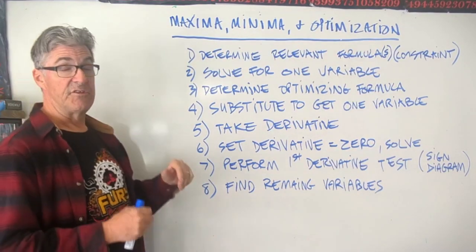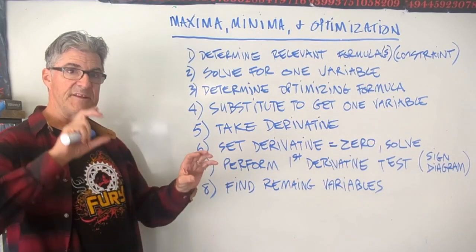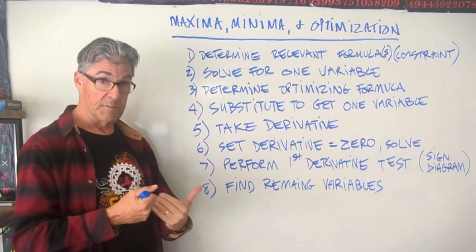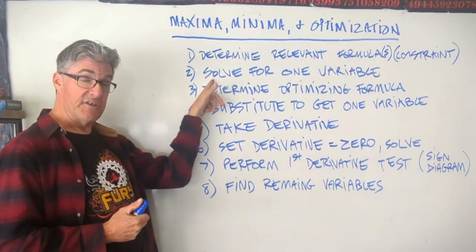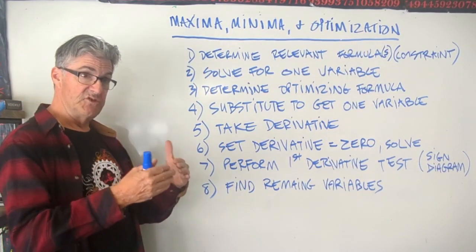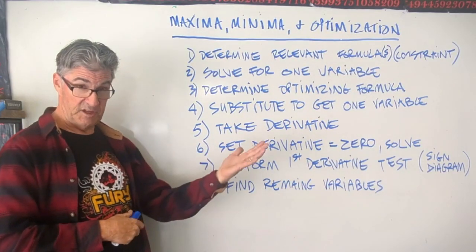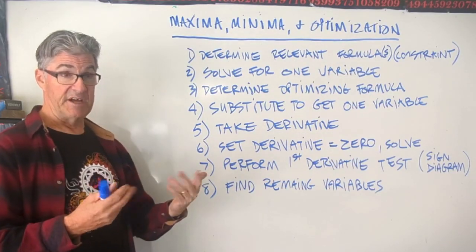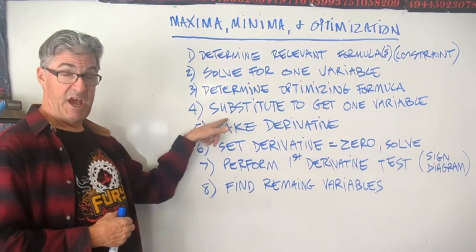You need to determine the relevant formulas. These are the constraints. This could be the volume and the surface area formula, like for a cylinder. This could be a whole lot of different formulas. You need to figure those out. And then you need to take one of those formulas and solve for one variable. The idea is that if we do that, then we can insert the other side of that solution into the other formula and wind up with a formula that has only one variable. Then we can optimize. So determine the optimizing formula, and substitute to get one variable.